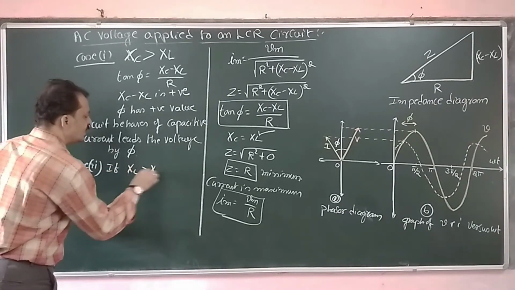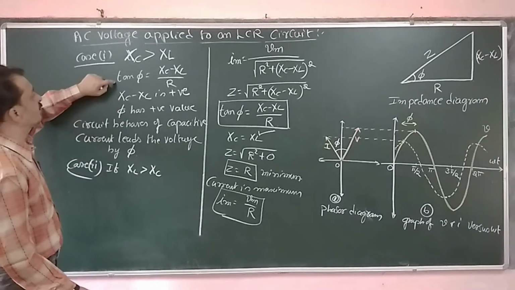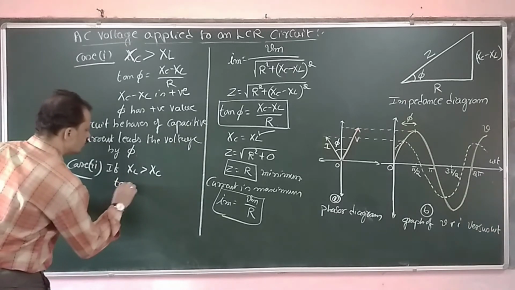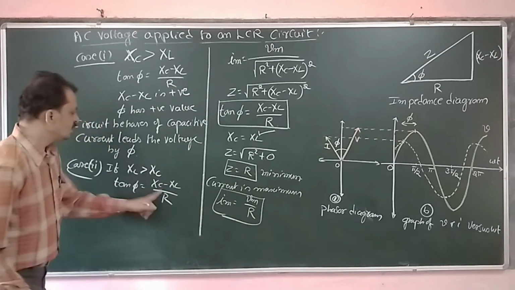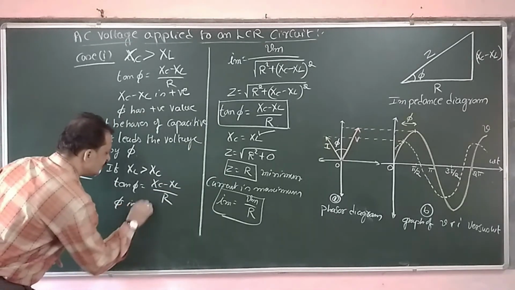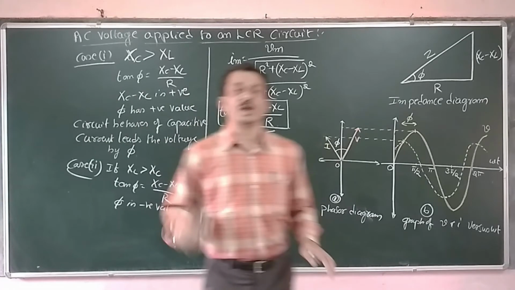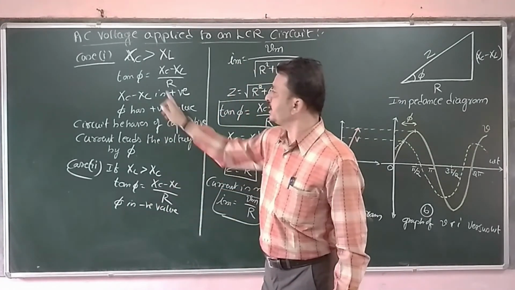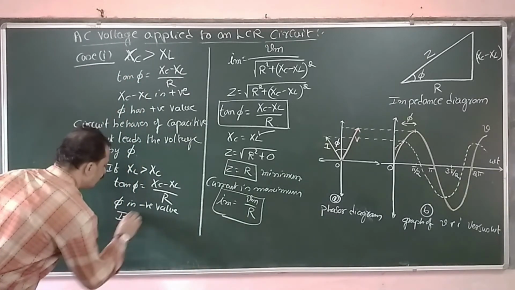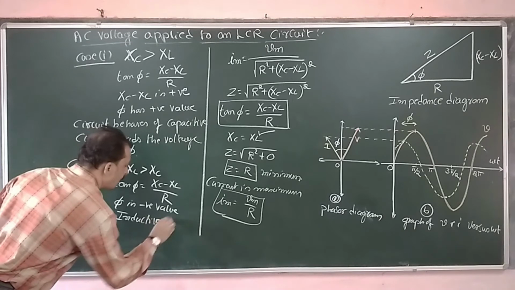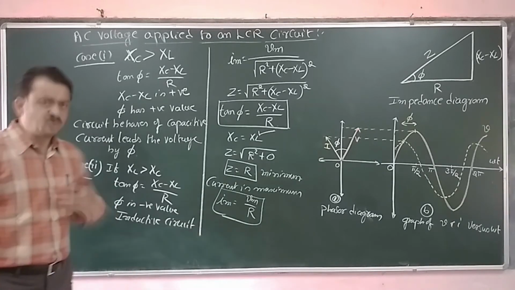If XL is greater than Xc, then what happens to this tan phi value? Therefore tan phi is Xc minus XL divided by R. Therefore phi is a negative value. The phase angle becomes a negative value. If that is the case, then that circuit behaves as inductive. That circuit behaves as an inductive circuit.